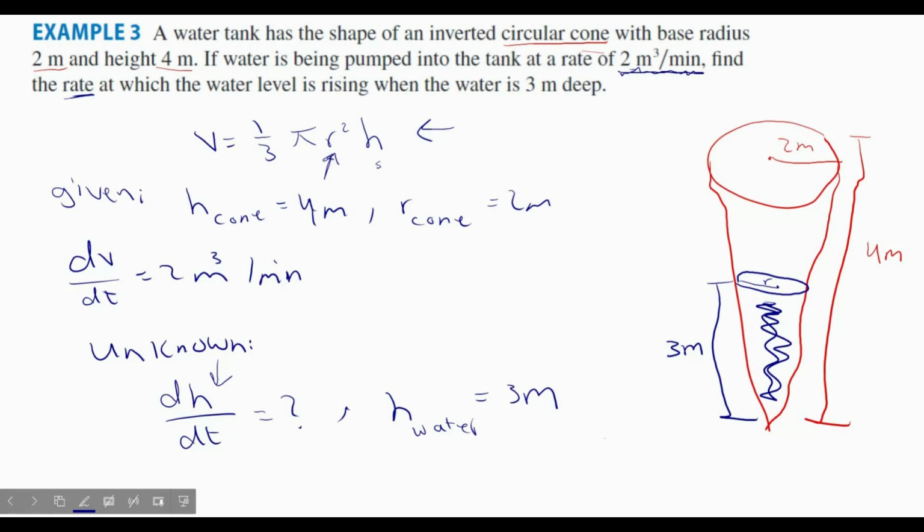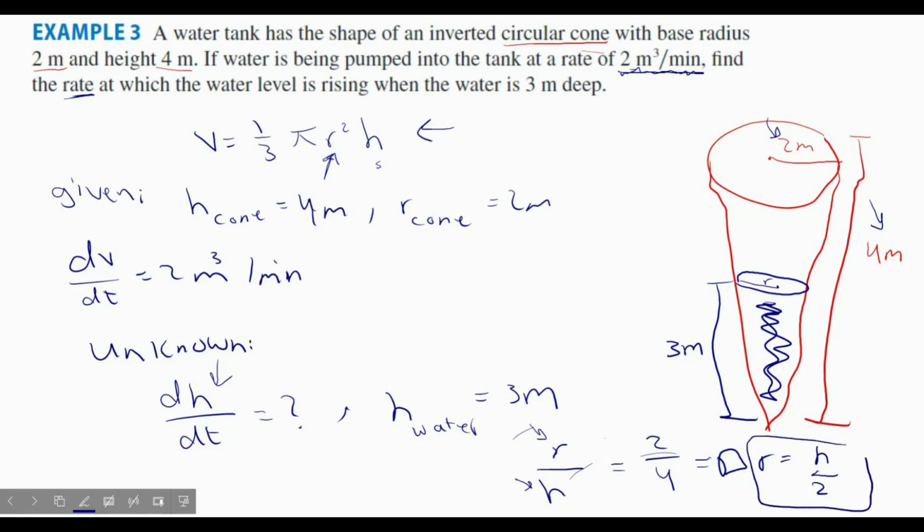So let's see how we can do this. In fact, we can do a proportional equation. So we have r over h, which will give us 2/4. So I can say that r is something of h, so we can write it in terms of h. 2/4 in fact is half, so if we take h to the other side, it will become h over 2. So now we can replace r with h over 2.